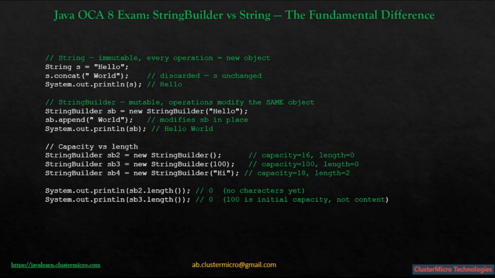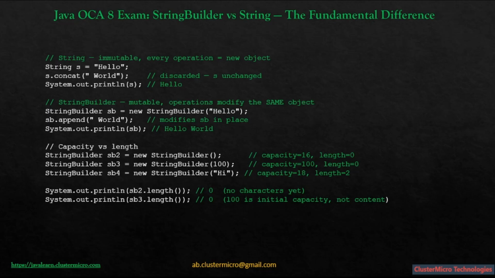Next line is StringBuilder sb equal to new StringBuilder("hello"). Then sb.append("world") and System.out.println(sb). What does it print out? It prints hello world. We call append on sb, and append does not create a new object, it modifies sb directly in place. We do not need to capture any return value for the change to take effect. So this is the fundamental difference with String. String is immutable, every operation creates a new object, and StringBuilder is mutable, operations change the same object.